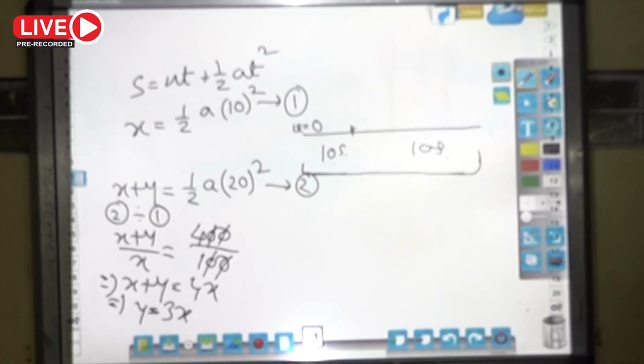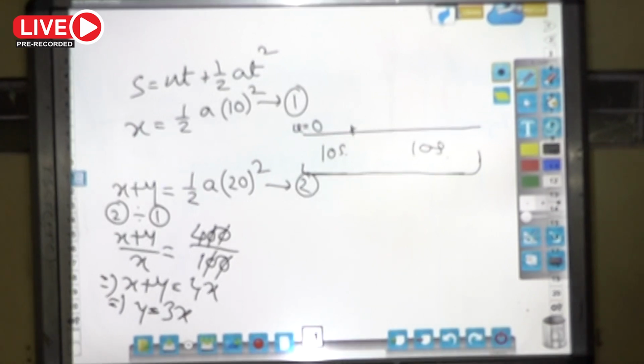Question number 13. A car starts from rest, moves with an acceleration a, and then retards at a constant rate b for some time to come to rest.